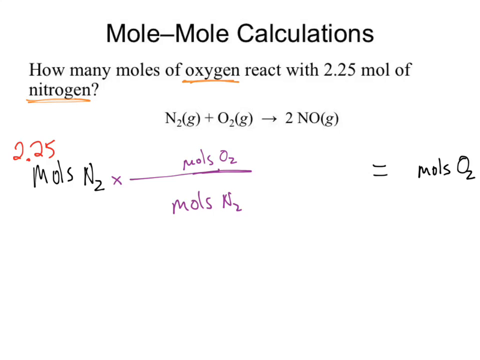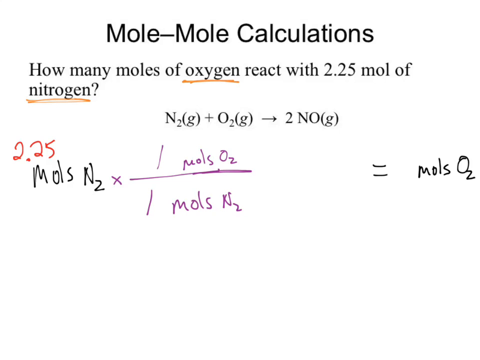Do we have a way to relate the moles of O2 to the moles of N2? Yes. Where does that come from? The balanced equation, the coefficients from our balanced equation. What number shows up in front of our O2? 1. What number should show up in front of our moles of O2? 1. What number shows up in front of N2? 1. What number should show up in front of the moles of N2? 1.